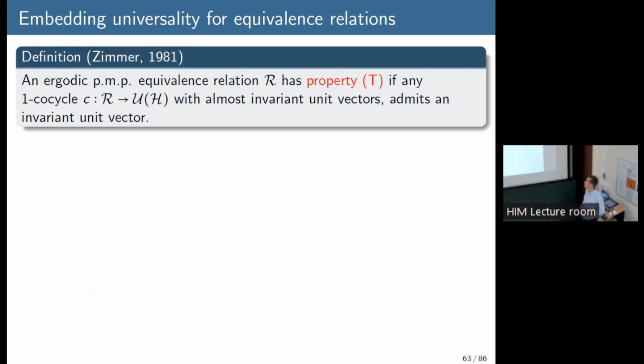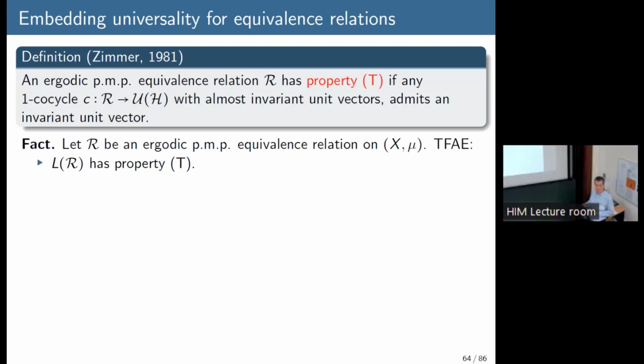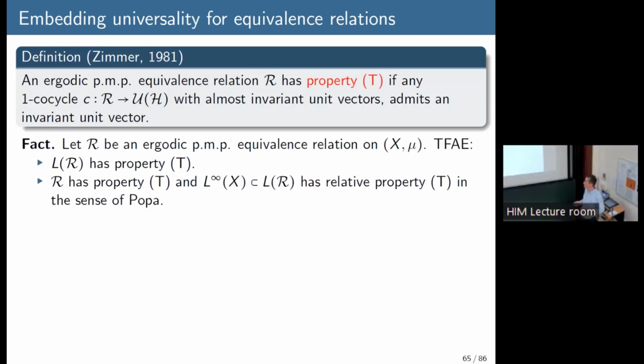I want to briefly mention that we have an analog of this statement from von Neumann algebras to equivalence relations. There's a notion of property T for equivalence relations, saying that an ergodic equivalence relation R has property T if any 1-cocycle with almost invariant vectors will have invariant unit vectors. And there's a connection between this notion and the notion of property T for von Neumann algebras: an equivalence relation R will have property T, but you also have to assume in addition that the inclusion of L^∞(X) inside the von Neumann algebra of R has relative property T, and this will be equivalent to the von Neumann algebra of R having property T. So here this is a connection.